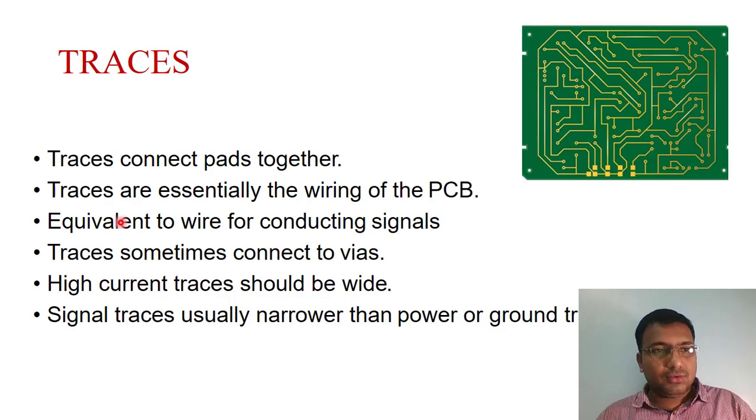Next is traces. Traces connect the parts together. These are the pads, and then these are the traces. So this is the connection of the wires. So nets are known as traces. Traces are essentially the wiring of the PCB, equivalent to a wire conducting signal. Traces sometimes connect the wires. So here are different wires as well. We'll see what you mean by wires. High current traces would be wide, and low current traces or signal traces will be narrower in size. That depends on how much current is flowing through that particular wire.